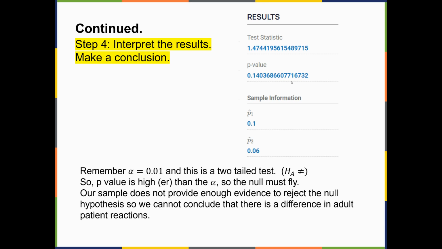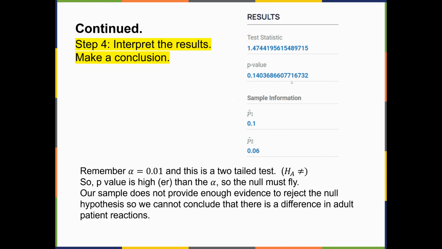We were going to test this at a 1% significance level, so alpha is equal to 0.01, and this was a two-tailed test because the alternative hypothesis was not equal. So it could be really high or really low to be rejected. If we look at our p-value, it's higher than our alpha, right? P-value is 0.14 and alpha is 0.01.